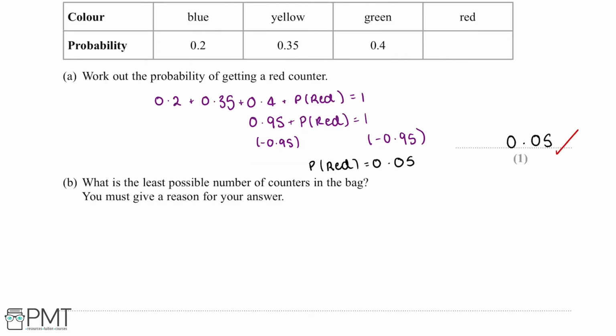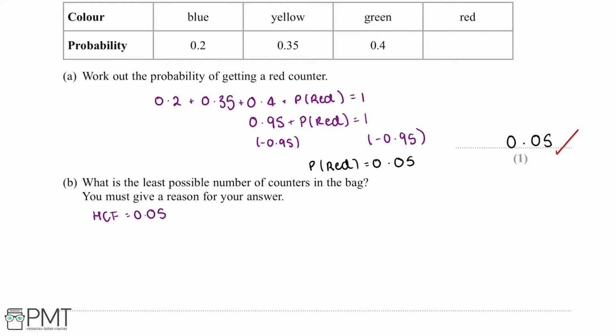What is the least possible number of counters in the bag? You must give a reason for your answer. So the first thing we should note for this question is the number of counters must be a whole number. So each of these probabilities must represent a whole number. So what we can look for is a common factor for each of these 4 numbers. And the highest common factor for these numbers is 0.05.